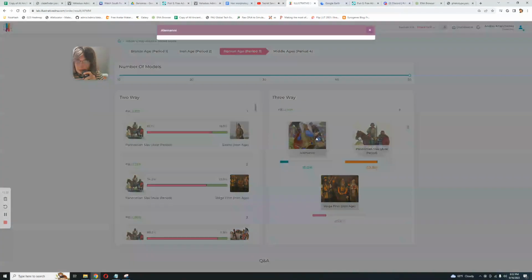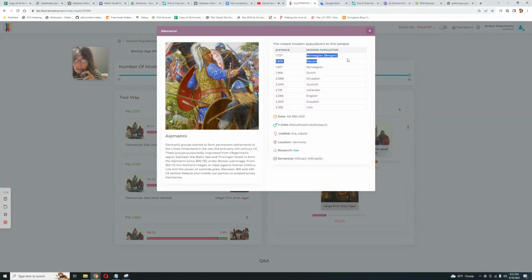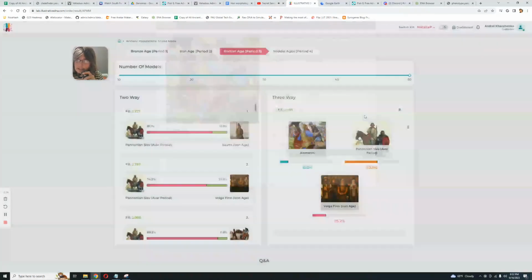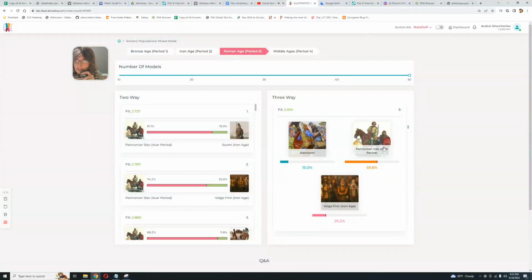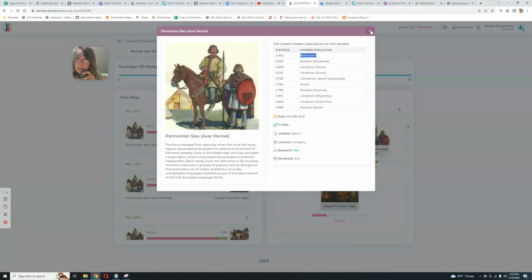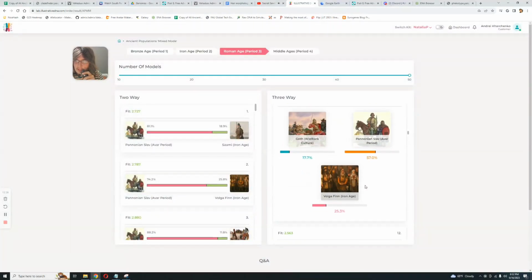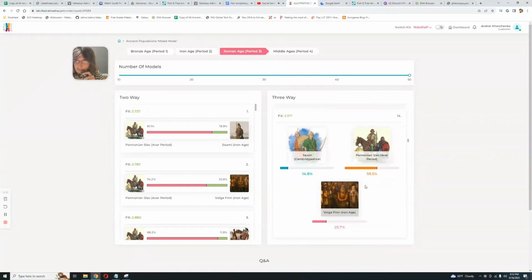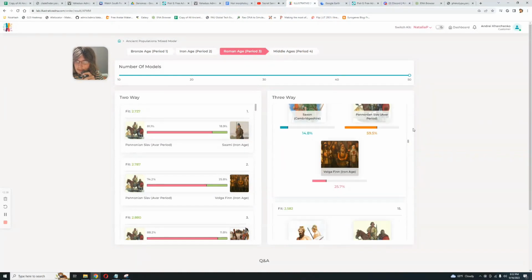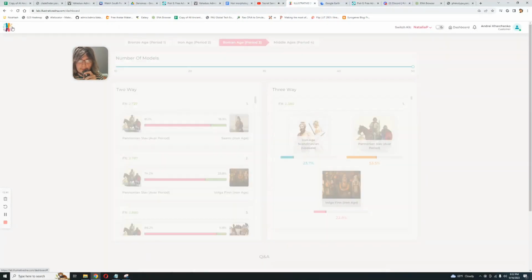Alemanni, which are like Southern Germans. Southern Germans, but most similar to Norwegians. Interesting. Did not expect that. Mixed with Pannonian Slavs, which are basically Belarusians, mixed with Volga Finns. So this is what my mom's prediction here looks like. Okay.